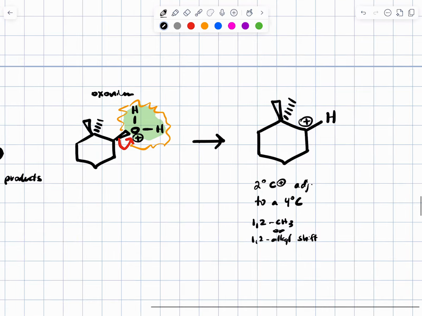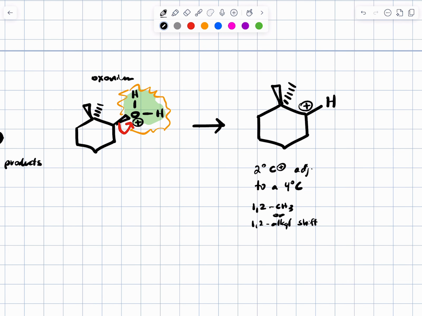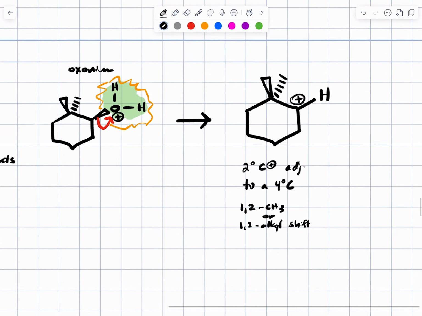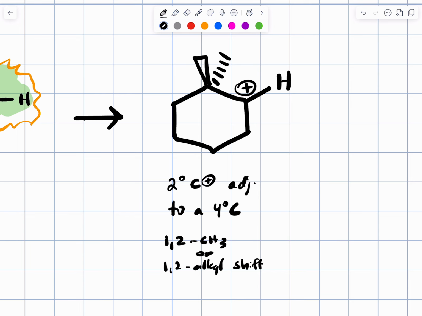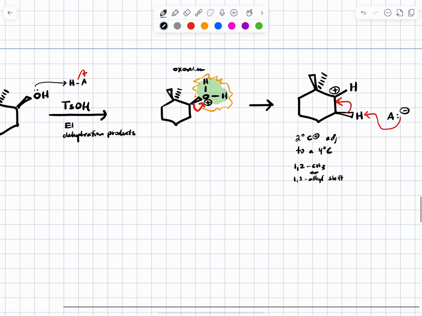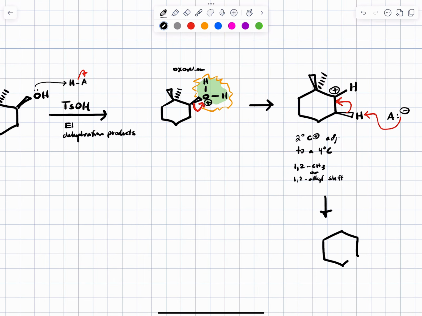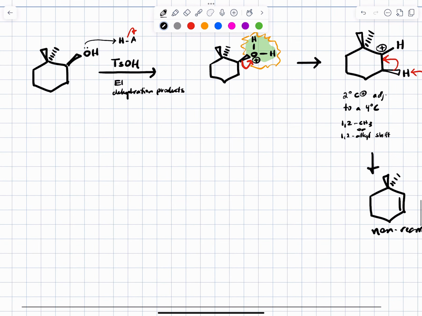So let's draw. Since this is a dehydration reaction, let's draw dehydration products that are not rearranged, and then let's draw rearranged dehydration products. One non-rearranged dehydration product would be if the conjugate base of our acid removed this beta proton, and that gave us this product here, which is a non-rearranged product. Okay, that's fine. But then let's deal with the possibility of rearrangement.